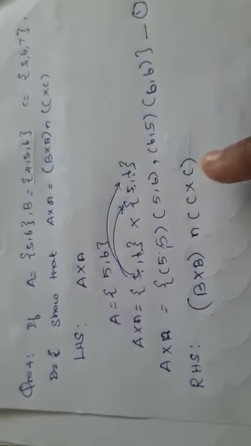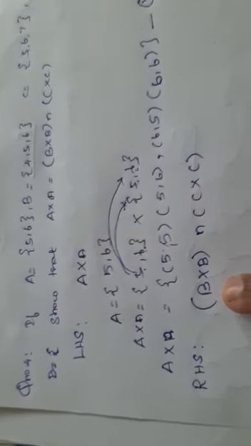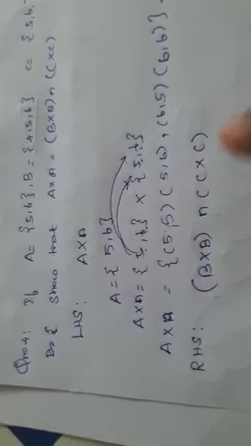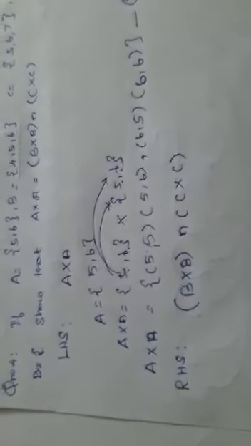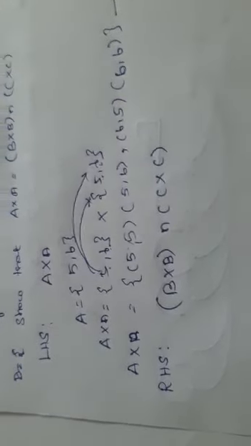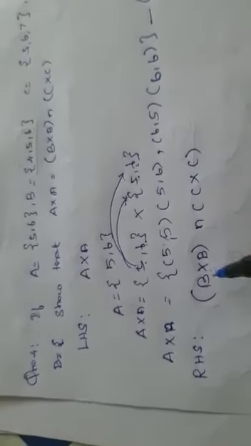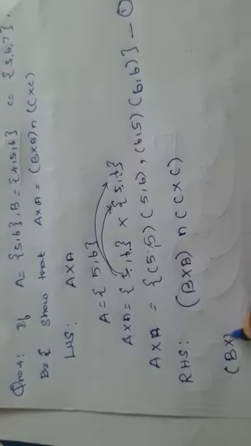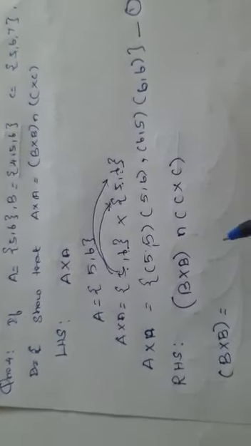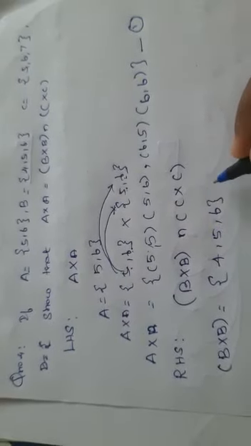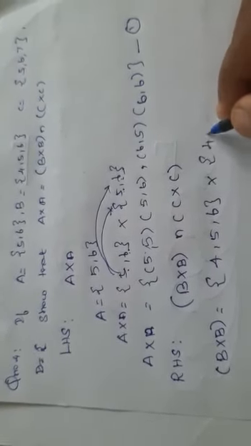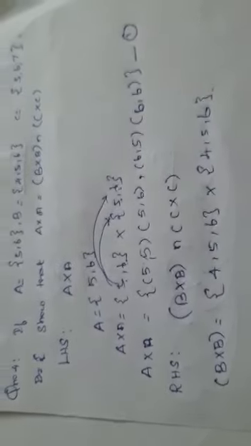Here you have to find the Cartesian product separately for B cross B, and find the Cartesian product separately for C cross C, and then at last with those answers you have to take the intersection. So first we will find B cross B. What is B? B is {4, 5, 6}, cross product {4, 5, 6}.